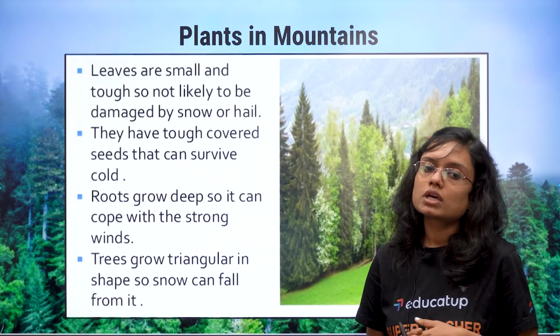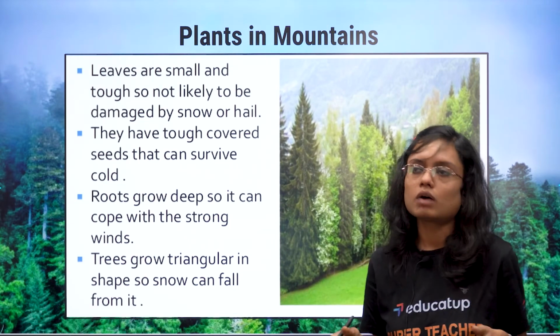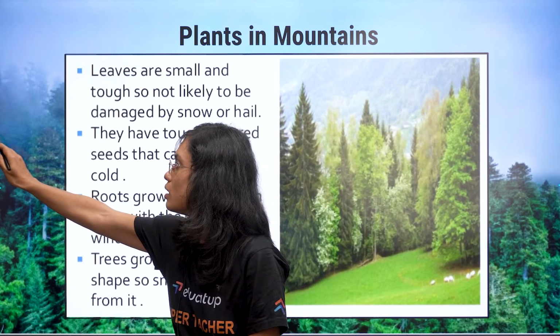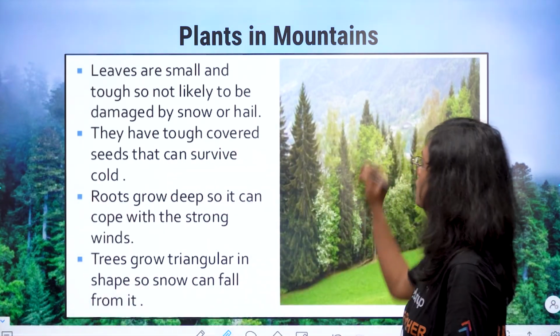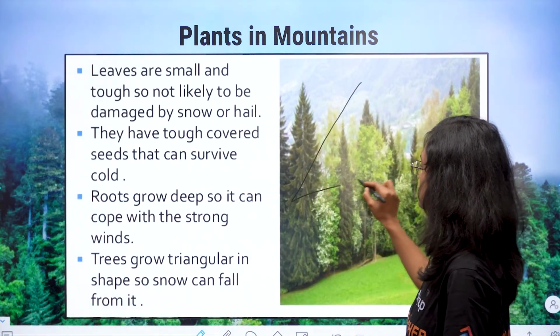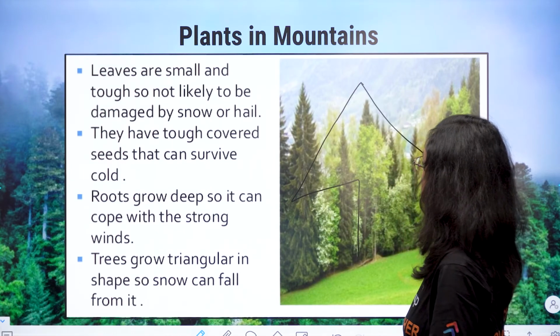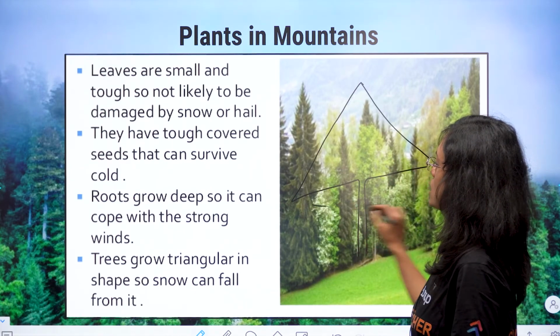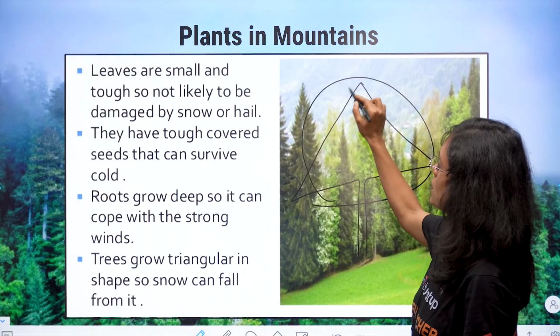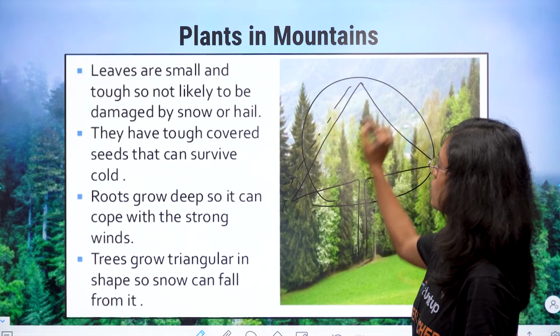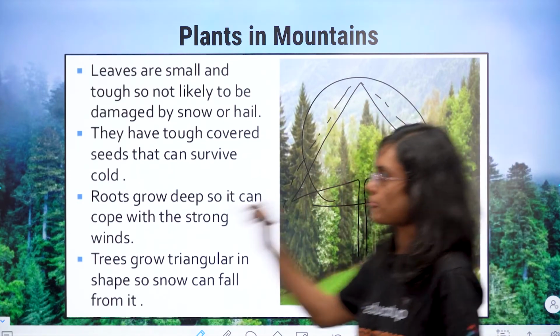Trees grow triangular in shape so snow can fall down. Triangular shape कैसा होता है? Just like your Christmas tree, somewhat like this. Trees generally have this shape so that when there is a snow, the snow does not stay on the trees, it falls down. Okay.